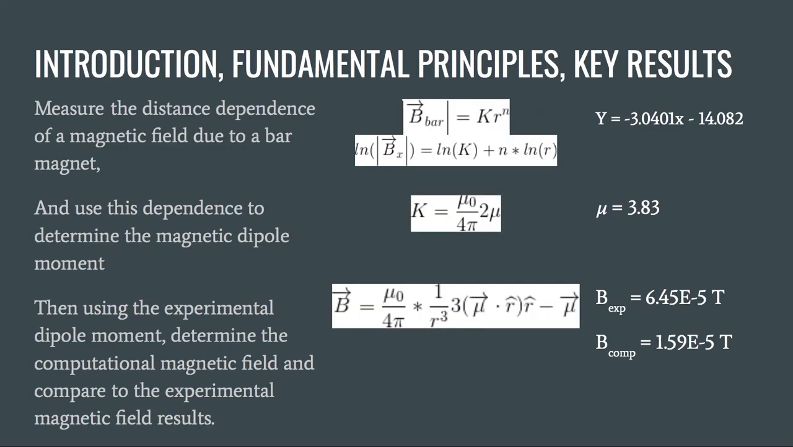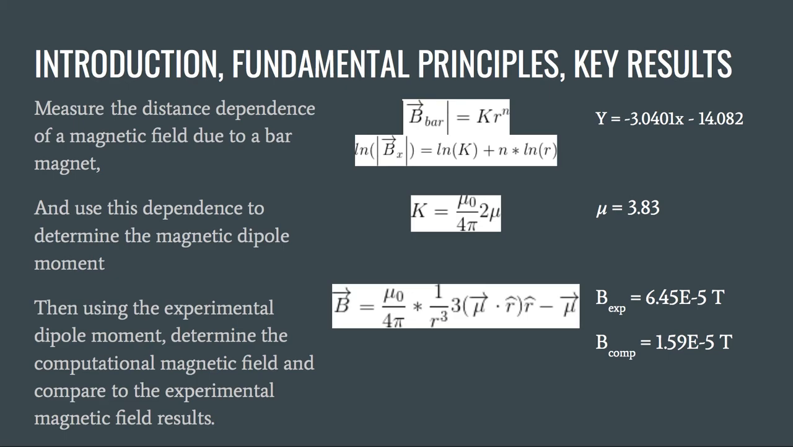As an introduction, the purpose of this lab was to measure the distance dependence of a magnetic field due to a bar magnet. This was done using the fundamental principle that the absolute value of the magnetic field of the bar is equal to k times r to the n, and the linearization plot that the natural log of the magnetic field is equal to the natural log of k plus n times ln of r.